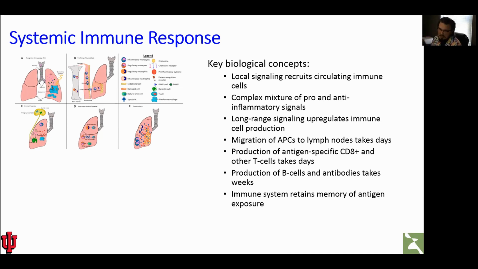This results then in the production of CD8 plus T cells that are specific to the antigen. It also results in the production of B cells, after which then there's the production of antibodies that takes time over the scale of weeks. And then from that, there's the long-term immunity.